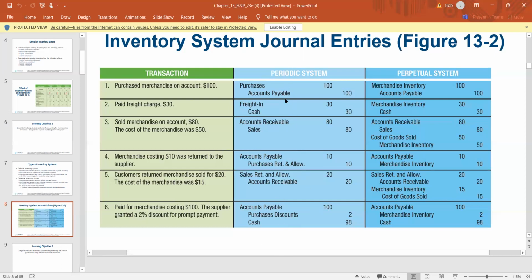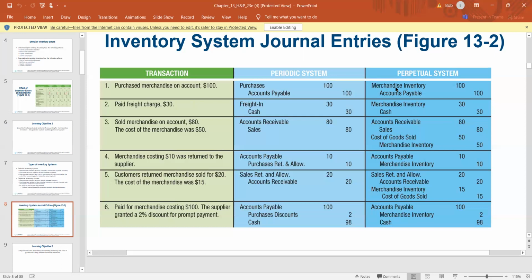Now look at the difference between the periodic method and the perpetual method. Under the perpetual method, you don't debit a cost called purchases. You debit an asset, an inventory. You debit inventory. You debit merchandise inventory.